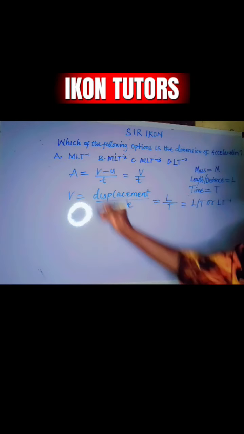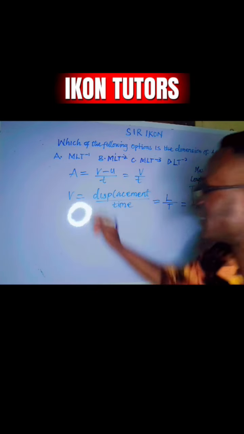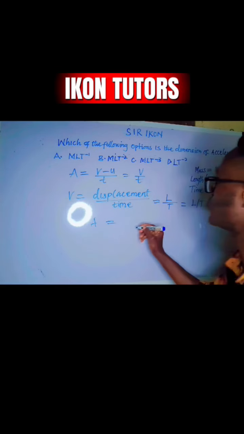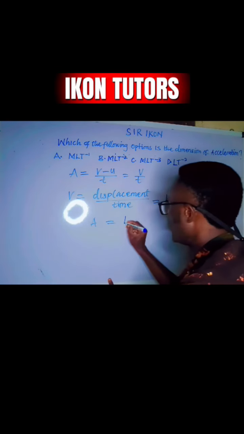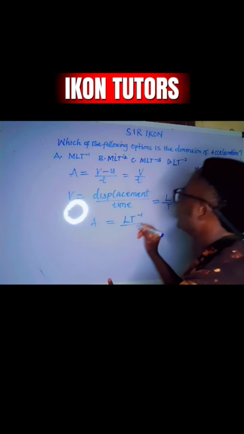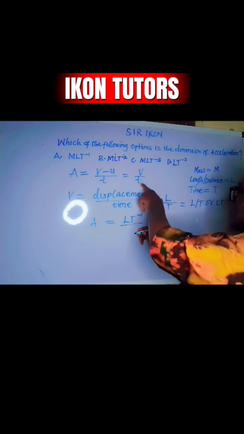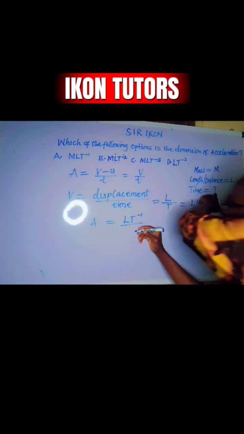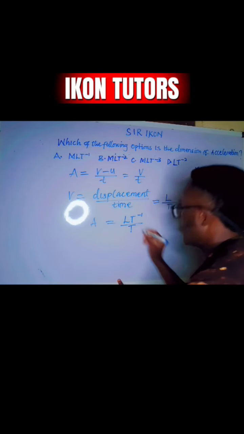Now, we've gotten the dimension of velocity. Let us substitute it here to get the dimension of acceleration. Therefore, the dimension of acceleration will give us the dimension of velocity, L T raised to power minus 1, divided by T, capital T. That small t here, which is the time, is capital T, so I'm replacing it with capital T.